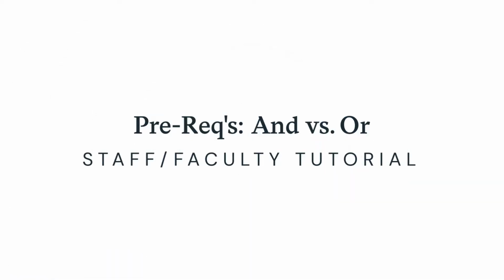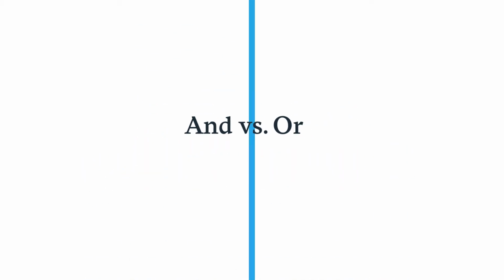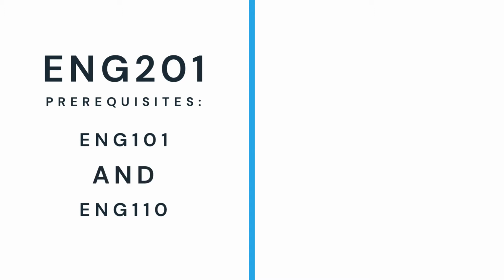As you define prerequisites for a given course in Populi, you can require a student have one or more courses on their transcript in order to enroll. However, these lists of courses can work in two different ways. Let's say that you have prereqs for English 201. A student has to take English 101 and English 110. Both courses are required, so this requirement is English 101 and English 110.